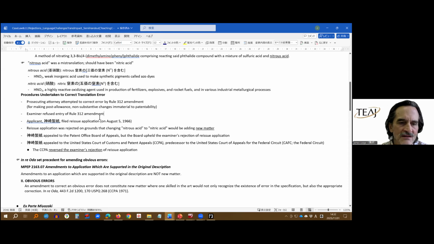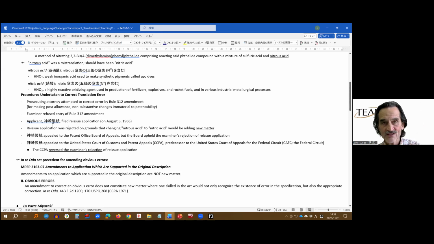Well, it turns out the patent attorney tried to file a Rule 312 amendment, and the examiner said, no, I'm not going to enter this amendment because this change from nitrous to nitric is substantive and it's material to patentability, and so I can't let you get away with this. So the applicant resigned to not being able to correct this error by a Rule 312 amendment. And so instead, they filed a reissue application.